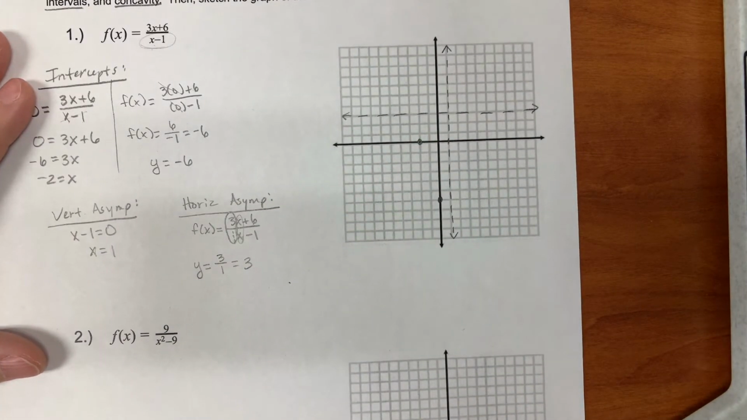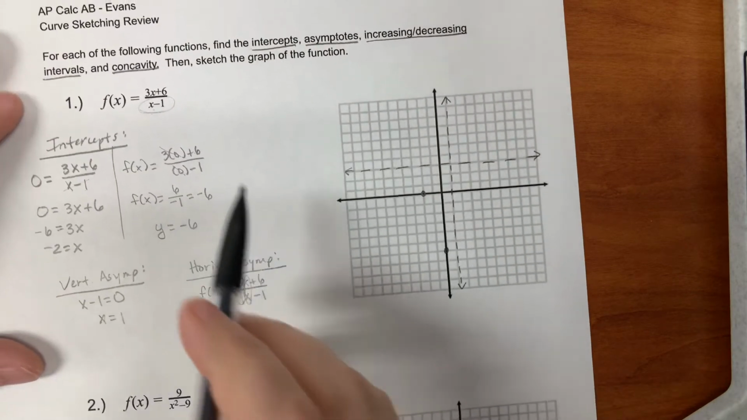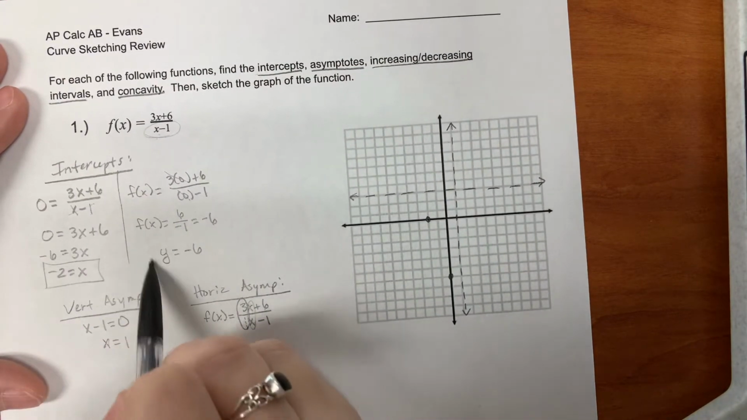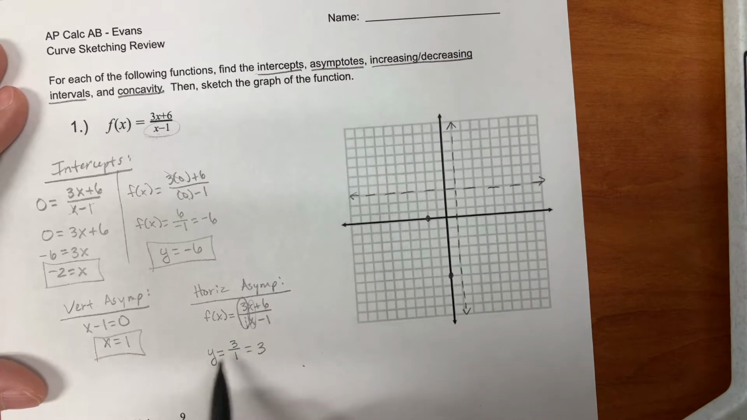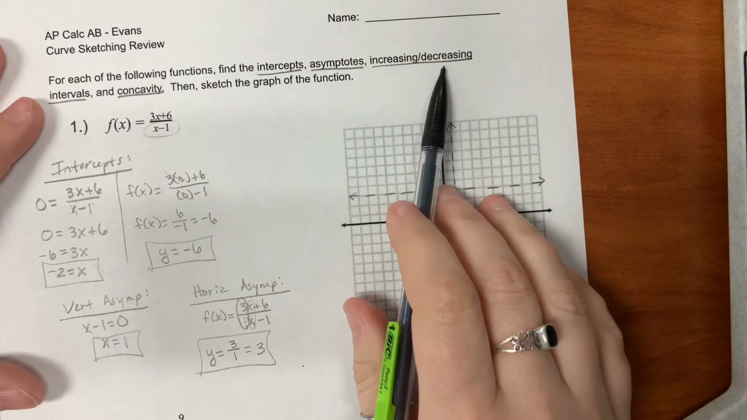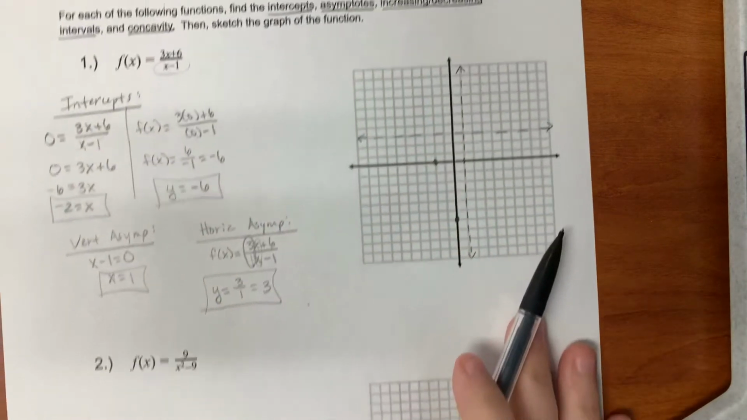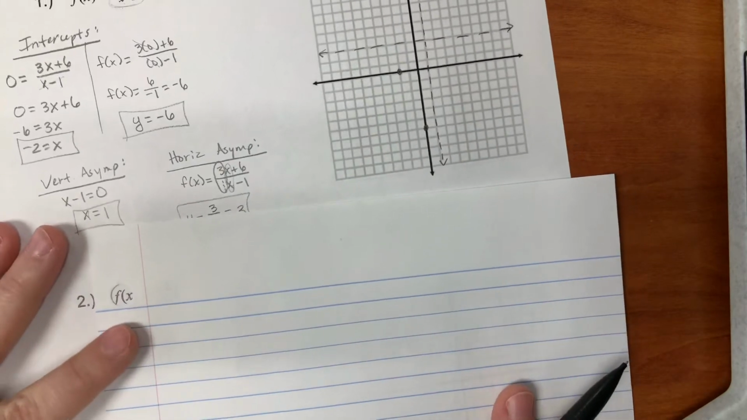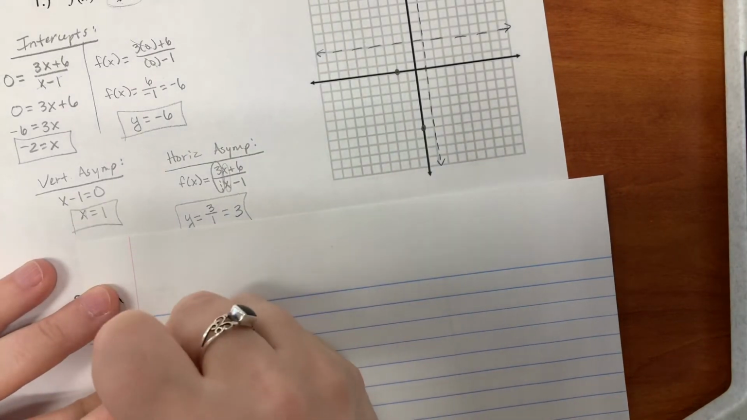That one crosses. Okay, so I've done my intercepts, I've done my asymptotes, so I'm going to go ahead and box those in as answers because they did ask me to find those things. Then I need to find my increasing and decreasing intervals and my concavity. So I'm going to use a separate sheet of paper for that. That's where my first and second derivative test come in.